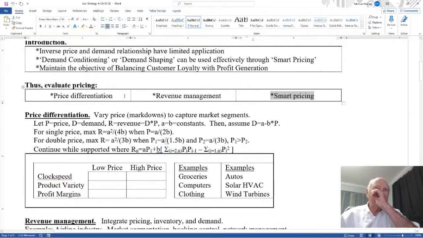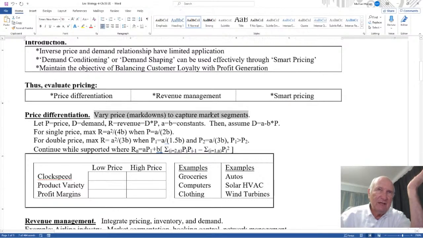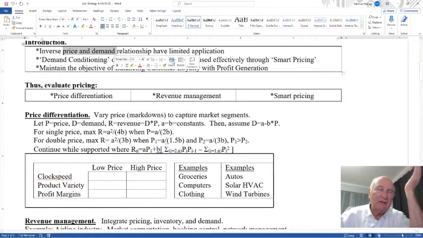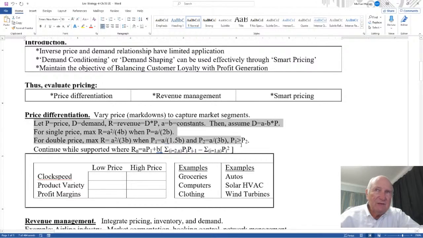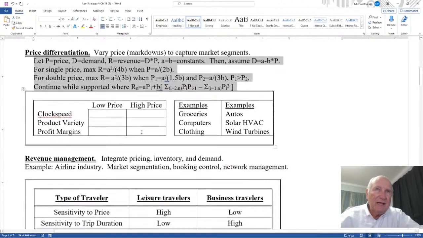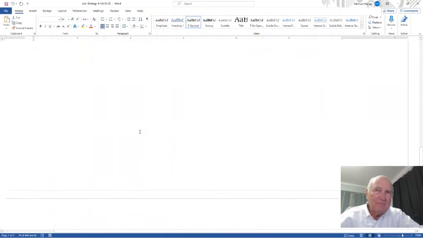Okay, first, price differentiation. Now, price differentiation is varying your price, like markdowns, simply to capture market segments. And that is just the direct implication of the price-demand relationship. You lower the price to increase the demand, but price differentiation says, well, you can do that, but here I have a bunch of equations here. I just did this as a review. Down below here is where I actually describe it.